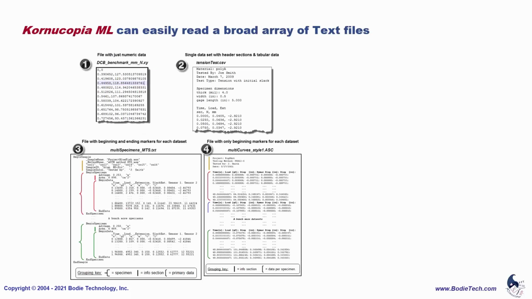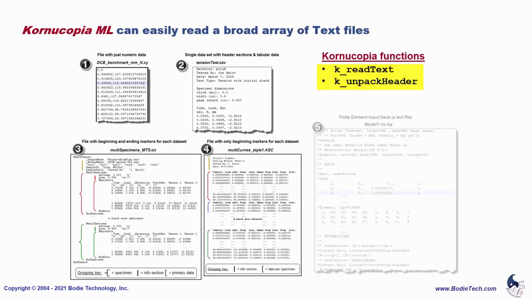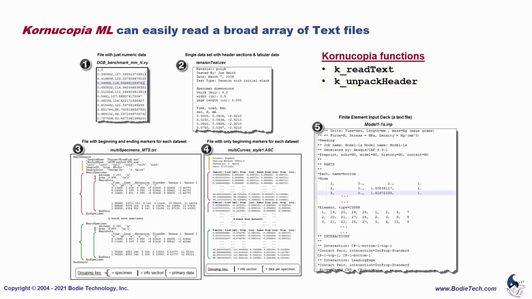Here are a few examples of the type of text files that Kornucopia can easily read in. They range from files with no header information whatsoever to very complicated stacked data files. These files are all read in with these two advanced functions. Perhaps you have a more complicated file such as this Abaqus input deck that you want to be able to manipulate in MATLAB. This is easily read in with this function.